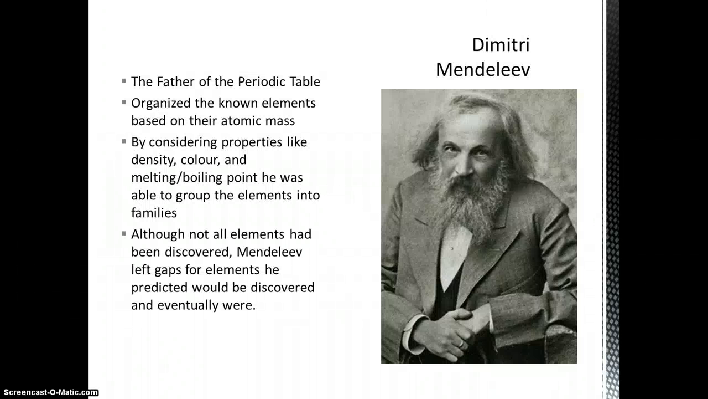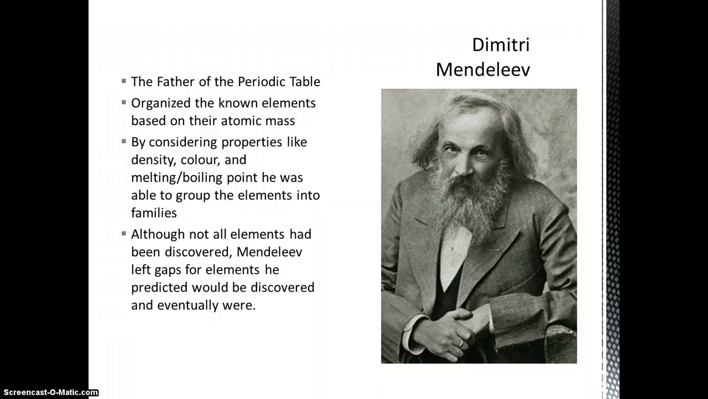To start with, a very famous man, a very key man in chemistry, was Dmitry Mendeleev. He's the father of the periodic table. He was studying the elements. At the time, there were not as many elements as we have now, but he studied them. He determined their atomic masses and used things like their density, their color, their melting point, their boiling point, to organize them into a table similar to what we see today.